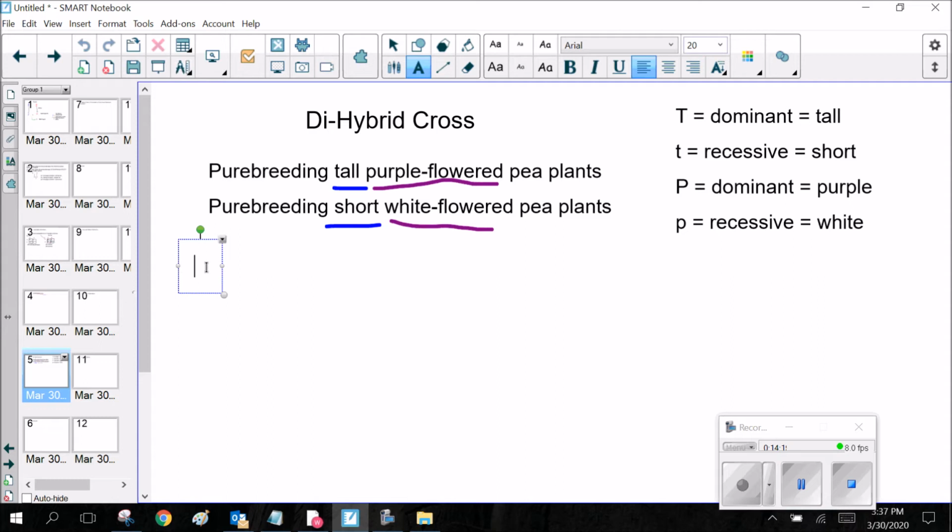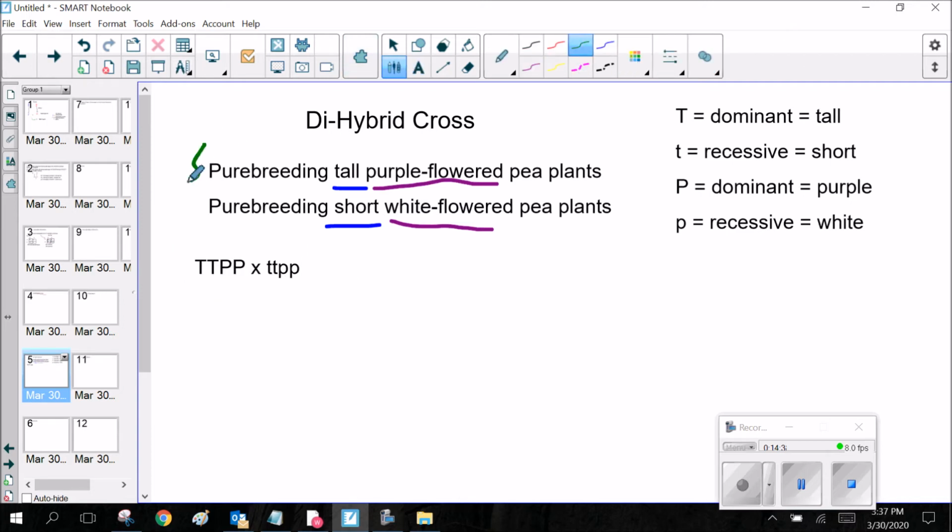How do we look at that? So pure breeding tall is double dominant, or homozygous dominant for tall. And then pure breeding for the purple flower is homozygous dominant for the pea. So it would look like that. And then the same for our short white flowered plants. So this is his original cross right here. So this one right here that I'm talking about, this is that cross.